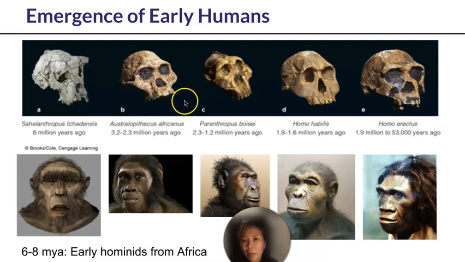And so I'm showing you here some other genera of animals that we believe are ancestral to modern humans. You can see they all have similar features, but the features change over time as it's emerging into early humans. The earliest hominids are believed to have originated from Africa.